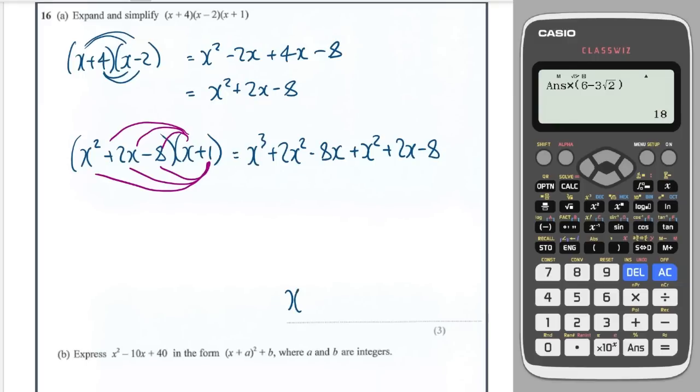So I'm going to get 1x cubed. I'm going to collect up the x squareds and get 2 and 1 makes 3. I'm going to collect up the x's. Minus 8 plus 2 is minus 6. And then finally I have the constant term on the end, which is just minus 8.